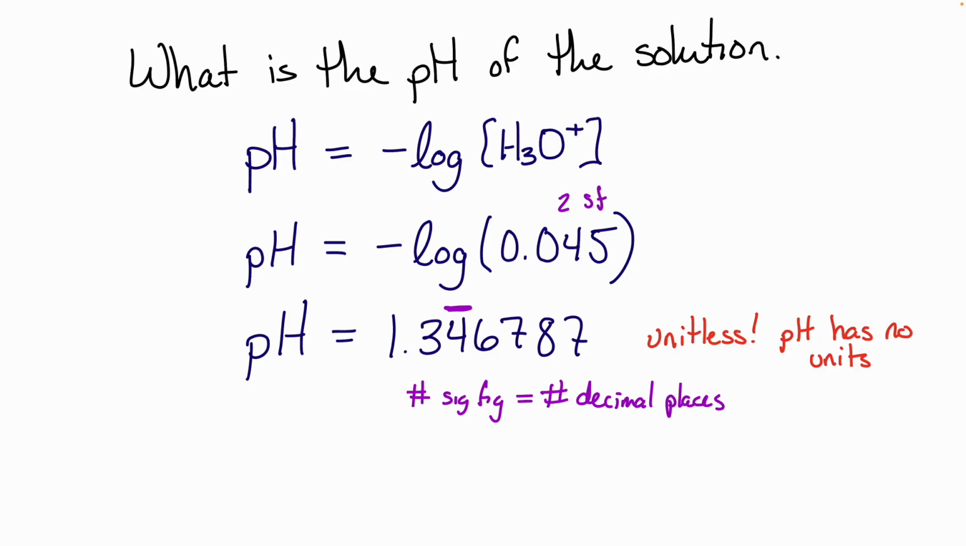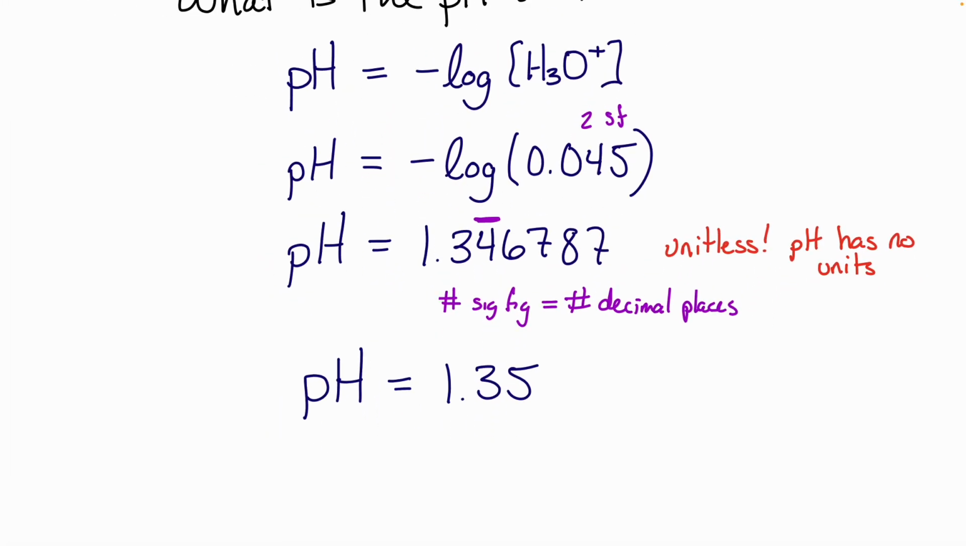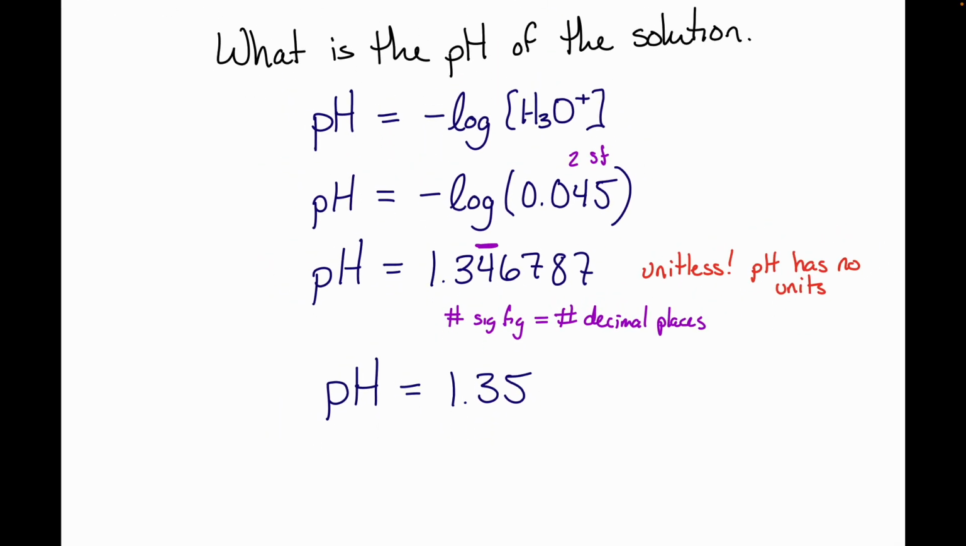All right, so if I'm going to report the pH of this solution to the correct number of significant figures, I'm going to say my pH equals 1.35. And what are my units? Trick question, no units on pH, right? A unitless quantity. So we just leave it as a naked 1.35.